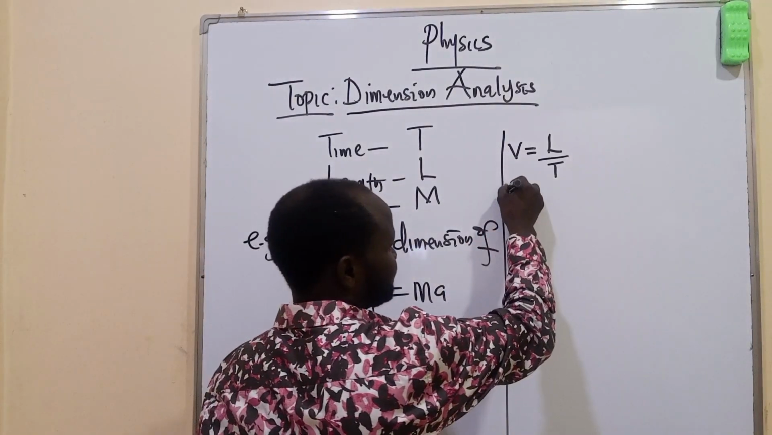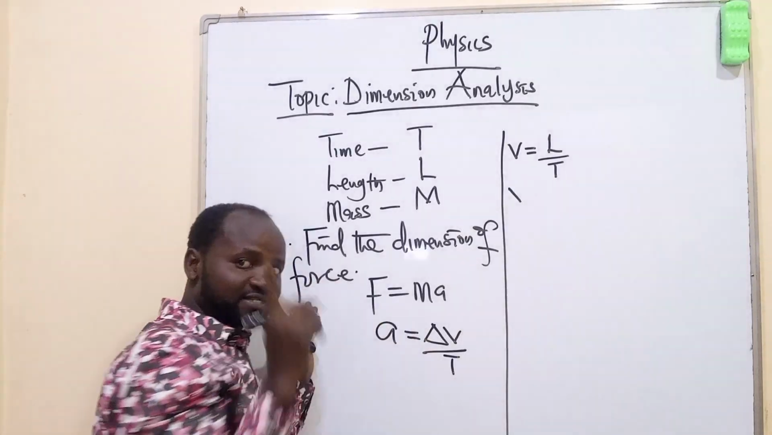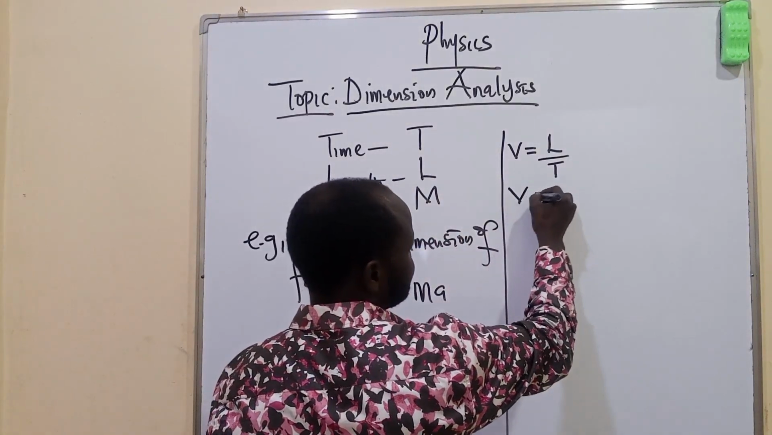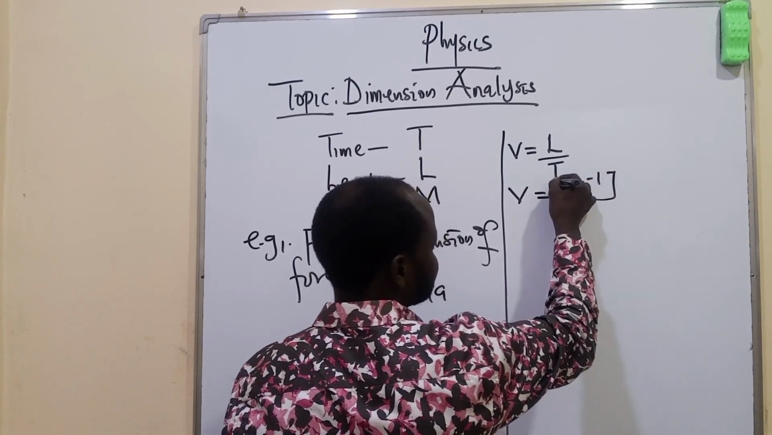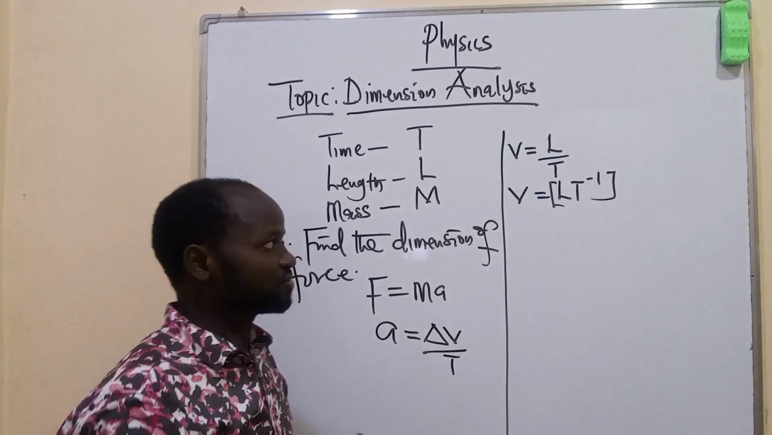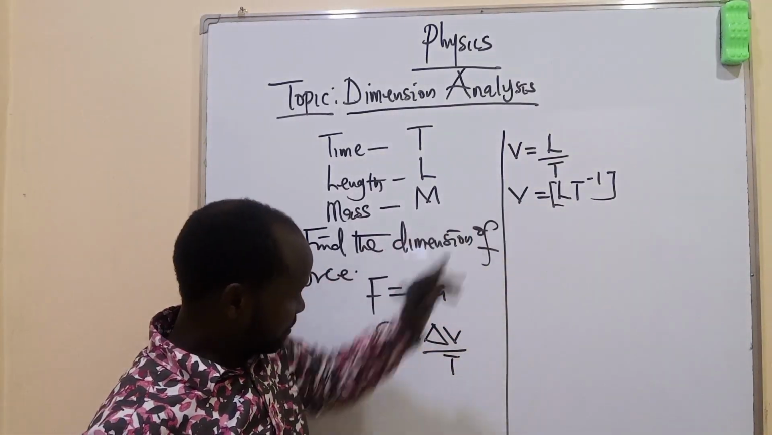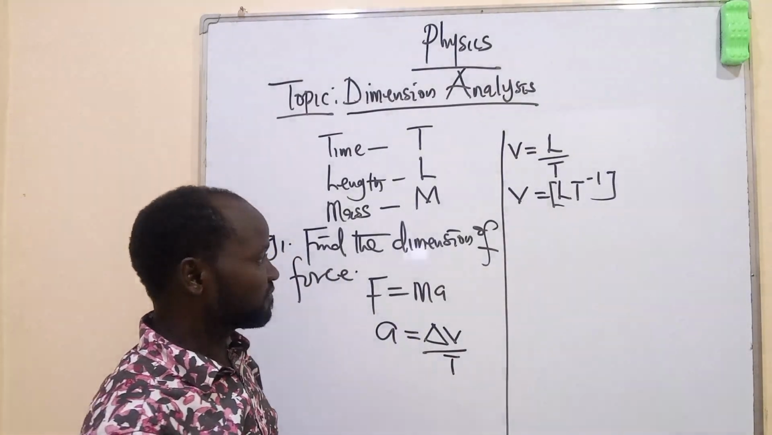So the dimension for velocity now, we are using the dimension of force now to get the dimension for both acceleration and velocity. So the dimension for velocity will be LT^-1. We can write it like this in square bracket. So this will be the dimension for velocity. But what we're looking for is that of acceleration to find the dimension for force.